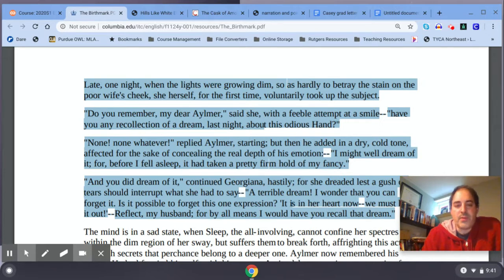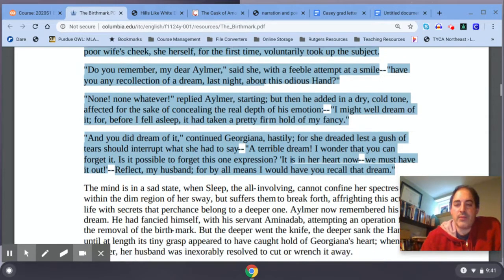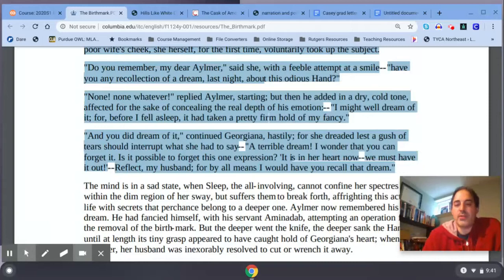"And you did dream of it," continued Georgiana, hastily, for she dreaded lest a gush of tears should interrupt what she had to say. "A terrible dream. I wonder that you can forget it. Is it possible to forget this one expression? It is in her heart now. We must have it out. Reflect, my dear husband, for by all means I would have you recall that dream."